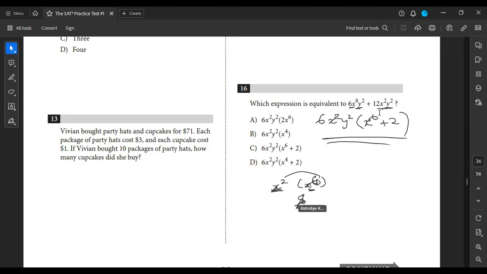It's kind of like x times x. This is x squared, right? The reason why this is x squared is because you're adding 1 plus 1, right? So we're adding 2 plus 6, and that becomes 8. So that's what's happening here.